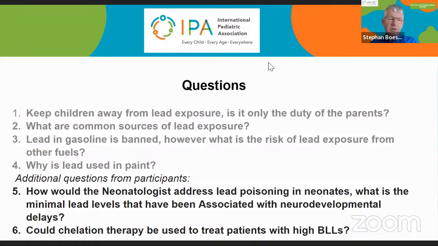So the word therapy is a bit difficult for us as pediatricians. You can treat tuberculosis, but you cannot treat the effects of a lead intoxication. You can only reduce the actual exposure, which is good. It's a simple treatment. It doesn't cause much side effects, but it's not a causal treatment. So far, so good.